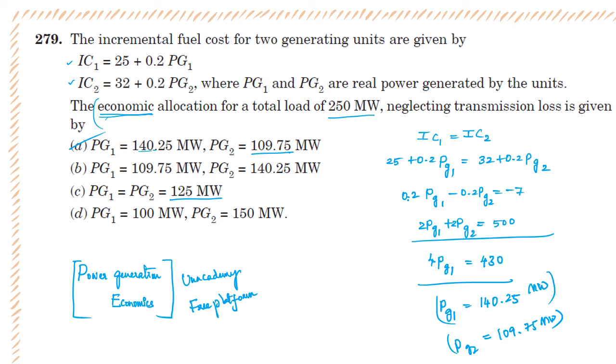So what did I do here? See, I have converted this equation. I have just written 2 over here. I'll show you. I have taken something like this. I can even write it like this. So these two get cancelled, and for Pg1 what remains is 430. So 430 megawatts, that means 140.25. So 140, option A, is the correct answer.